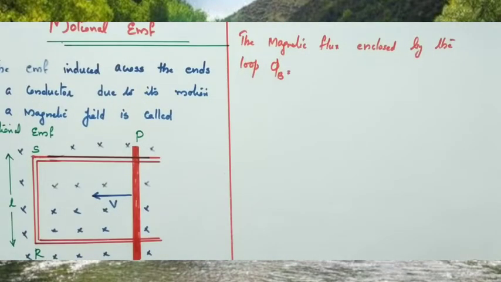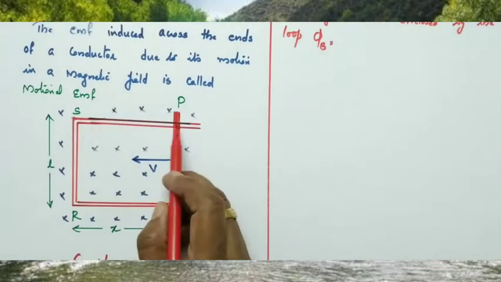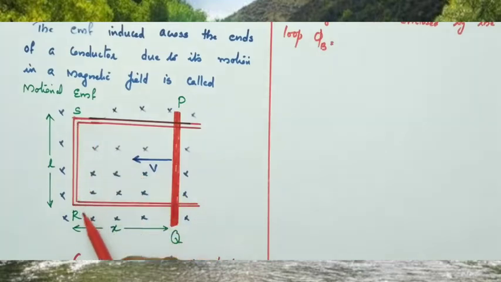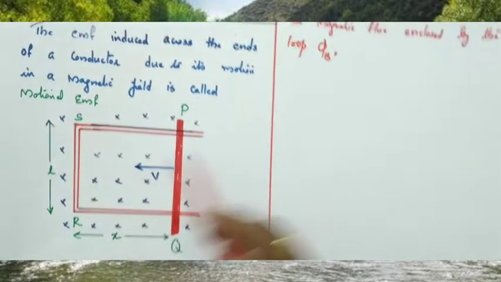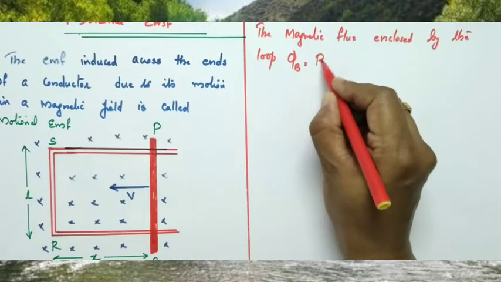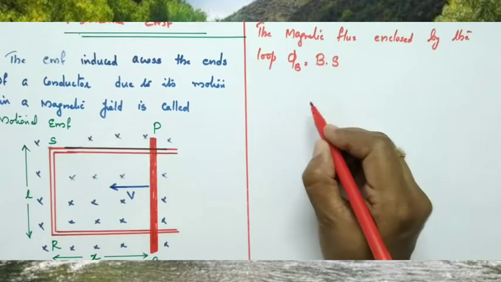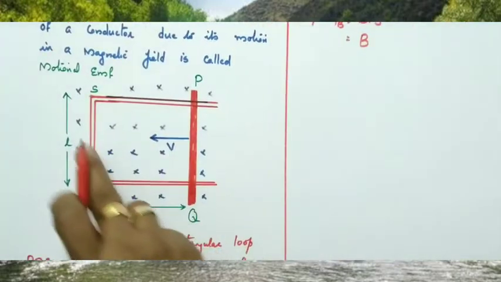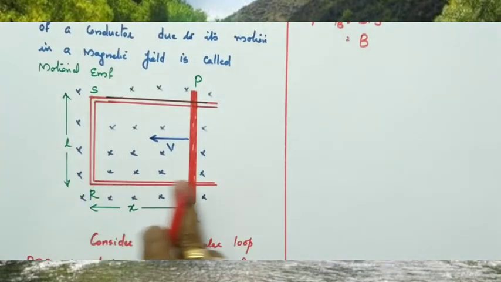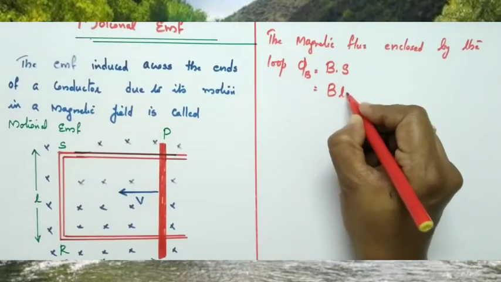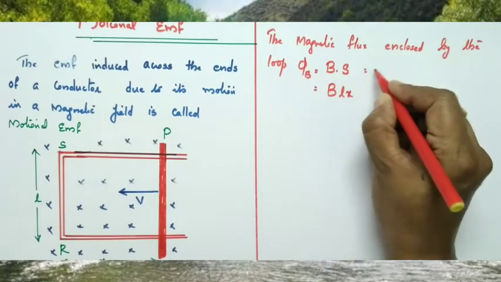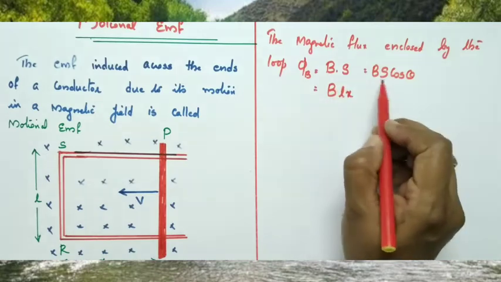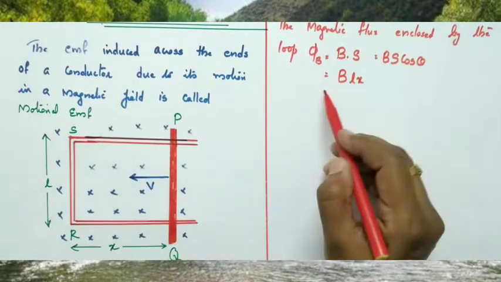The magnetic flux enclosed by the loop, here this is the loop. What is the magnetic flux enclosed by the loop? Here length is L and breadth is x. So magnetic flux is given by B dot S, which is equal to B S cos theta, where S represents the area, length into breadth, here L x.